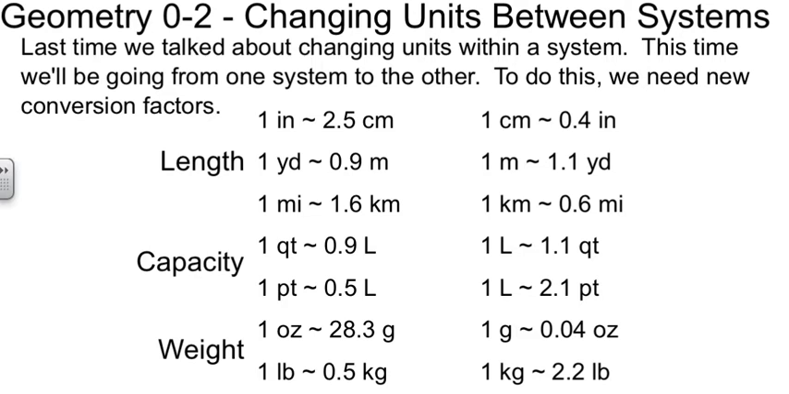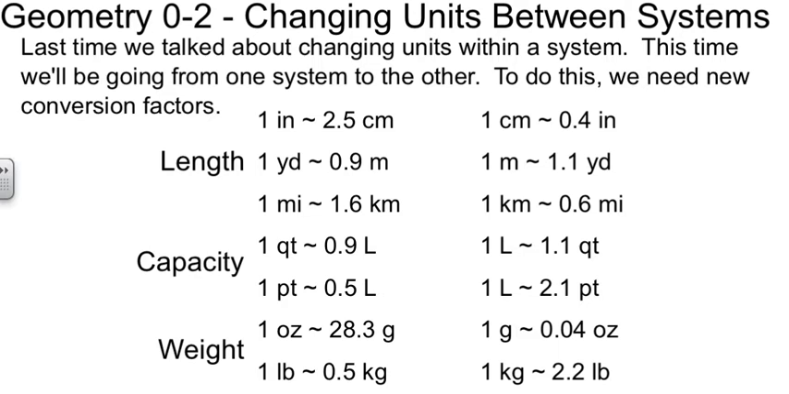This is Geometry, Chapter 0, Section 2, in which we will be converting units between the two systems. Remember last time we talked about the two different systems, metric system and customary, and we converted units within the system. We went from feet to inches, or liters to milliliters, or things of that sort. We stayed within one or the other. This time we're going to be going between the two systems. We're going to turn feet into centimeters or some such.